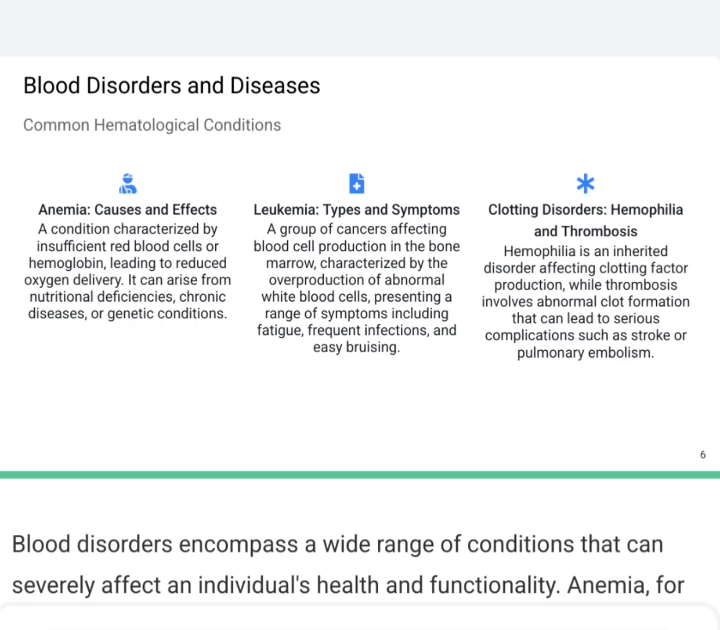Leukemia, types and symptoms: a group of cancers affecting blood cell production in the bone marrow, characterized by overproduction of abnormal white blood cells, presenting a range of symptoms including fatigue, frequent infections, and easy bruising. Hemophilia and thrombosis. Hemophilia is an inherited disorder affecting clotting factor production, while thrombosis involves abnormal clot formation that can lead to serious complications such as stroke or pulmonary embolism.